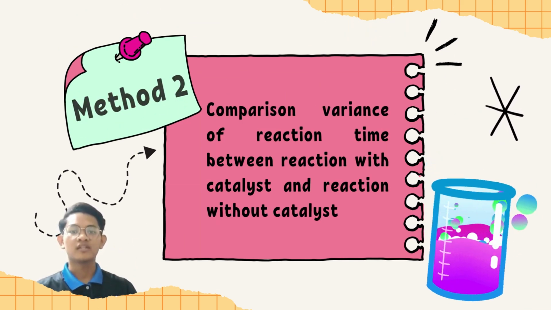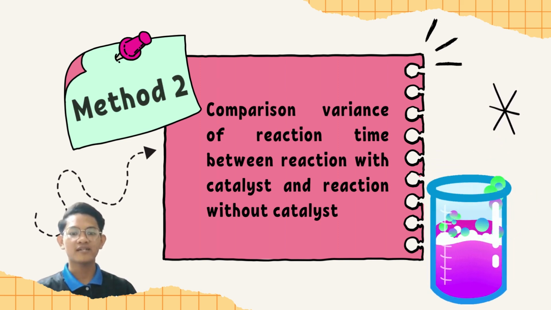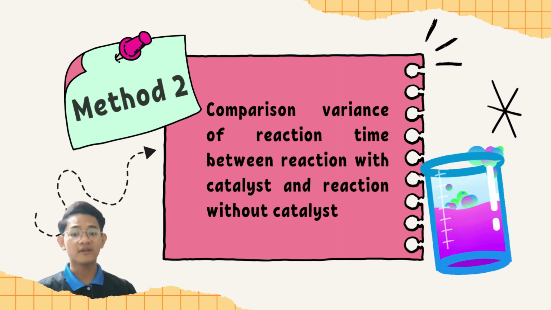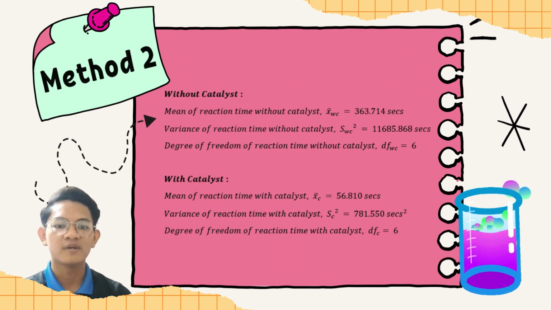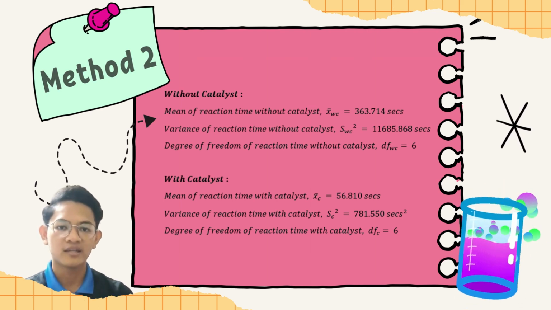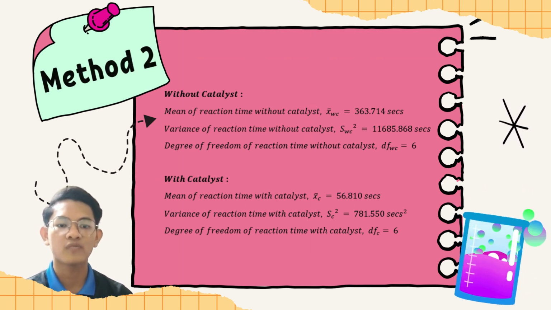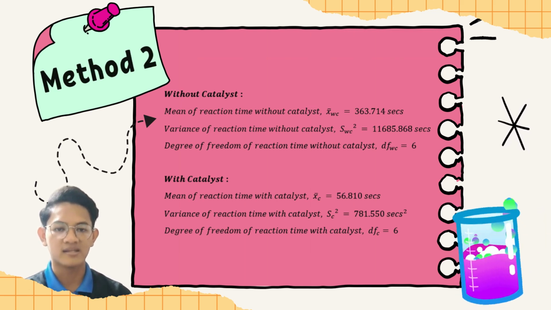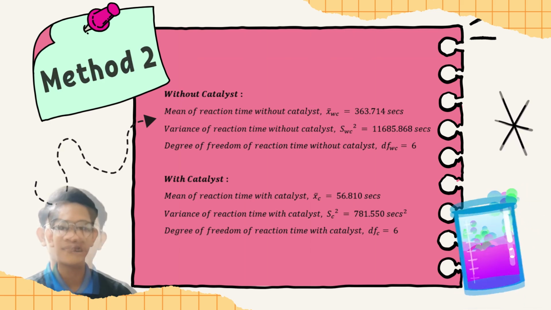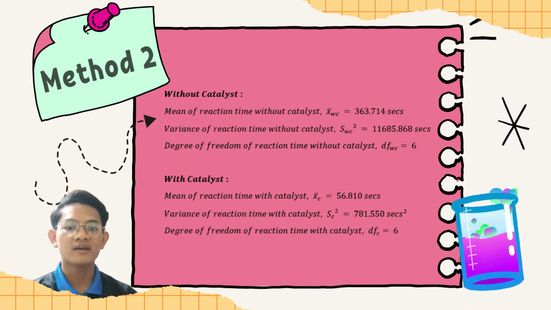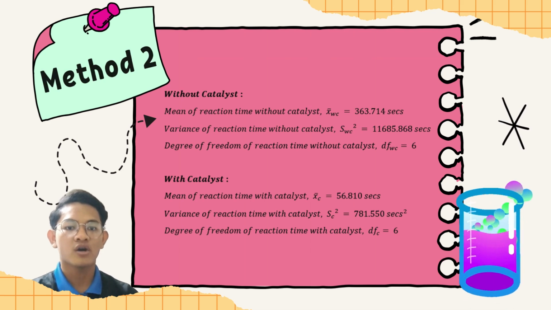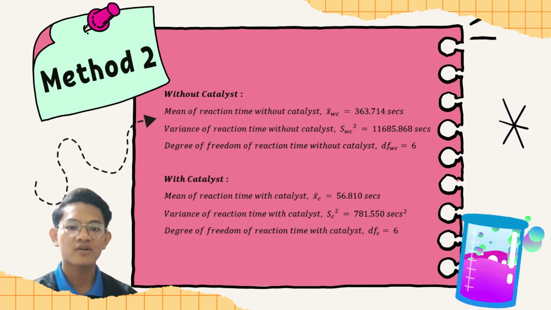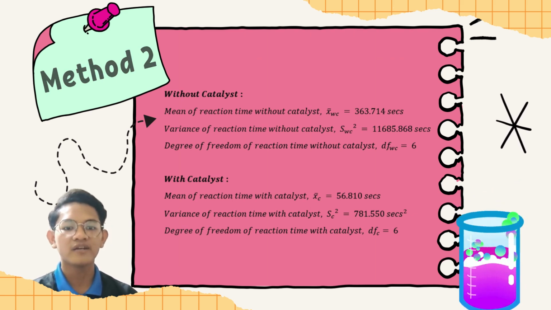Method 2 is about determining whether the variance of reaction time for reaction with catalyst and reaction without catalyst is different or not. This is the data that has been found in method 1. For reaction without catalyst, the mean is 363.714 seconds, the variance is 11685.686 seconds, and the degree of freedom is 6. For reaction with catalyst, the mean is 56.810 seconds, the variance is 718.550 seconds, and the degree of freedom is 6.